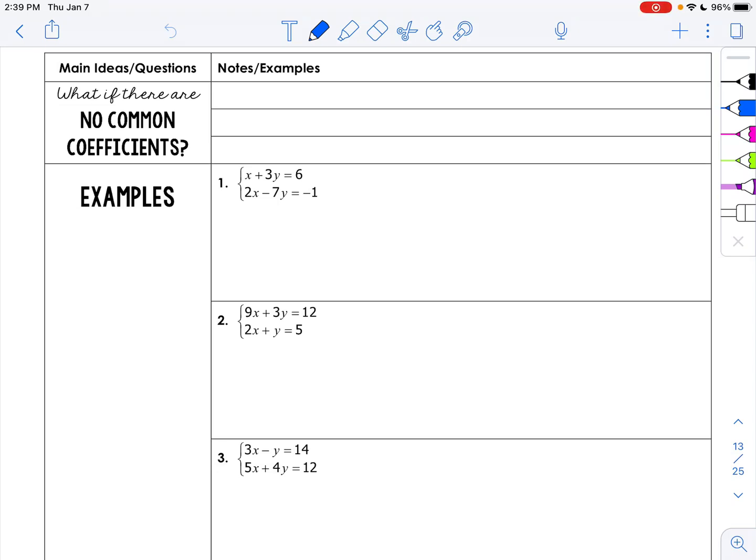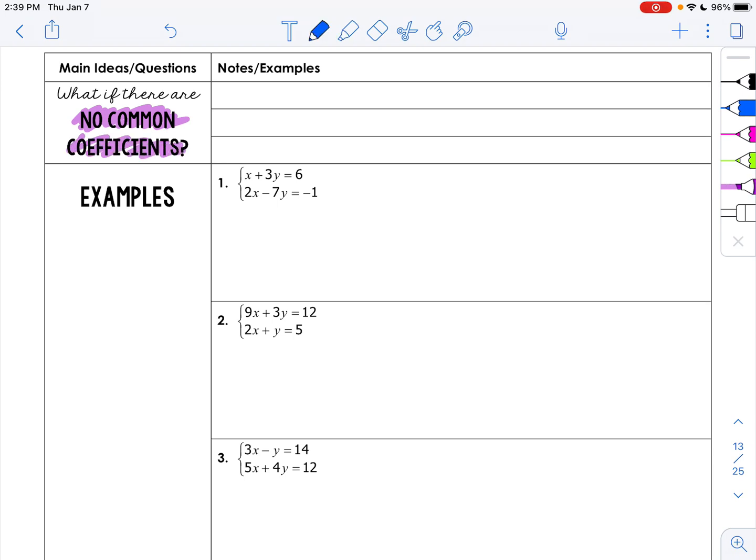In this lesson, we're going to continue discussing solving systems of equations, and we're going to continue with the same method, the elimination method. Yesterday, with the elimination method, we had a common coefficient that we could eliminate by either adding or subtracting. Today, we're going to focus on the elimination method when there is no common coefficient.